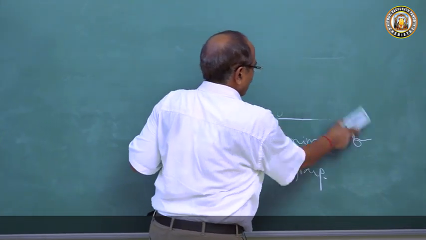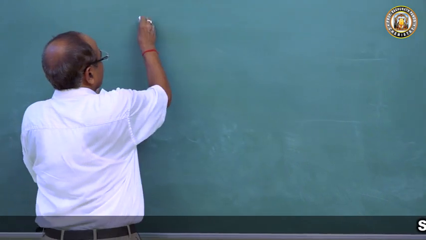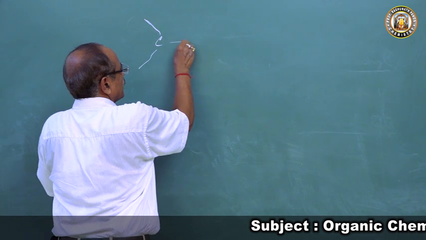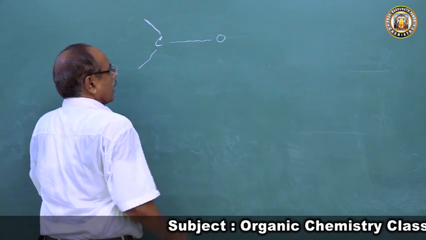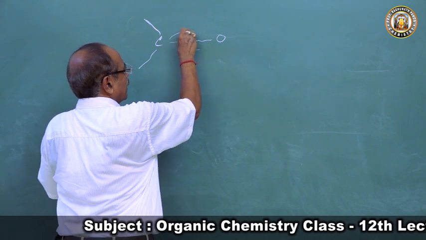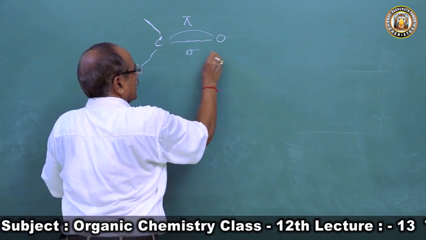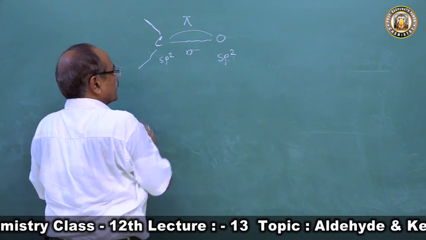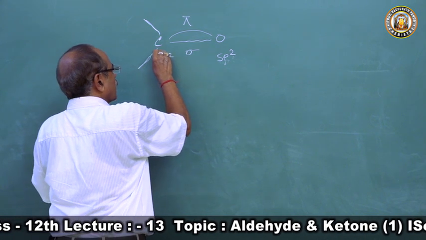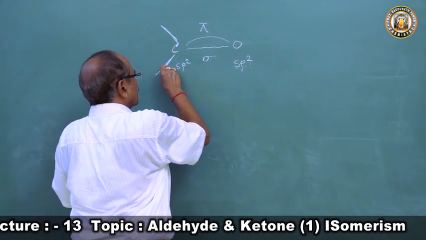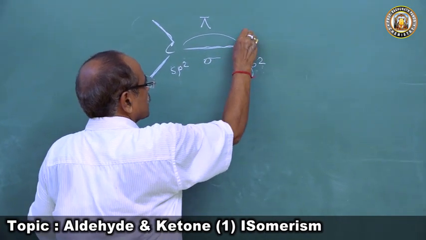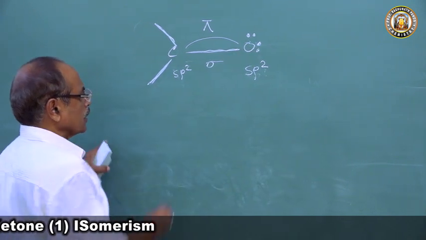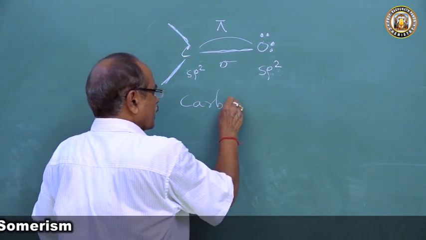What I told you is that this is a carbon atom, and it is bonded to oxygen by a sigma bond and a pi bond simultaneously, and this oxygen atom is in the sp2 hybrid state. It means it is a coplanar molecule. The compounds containing the carbonyl group are coplanar molecules, and this oxygen atom has two unshared pairs of electrons. This group is called the carbonyl group.